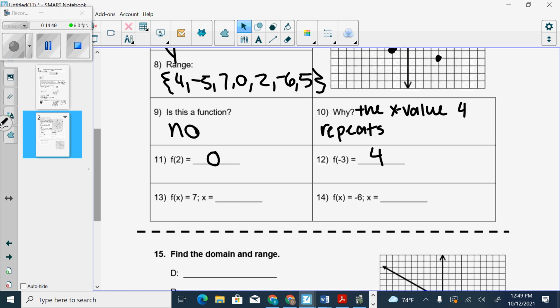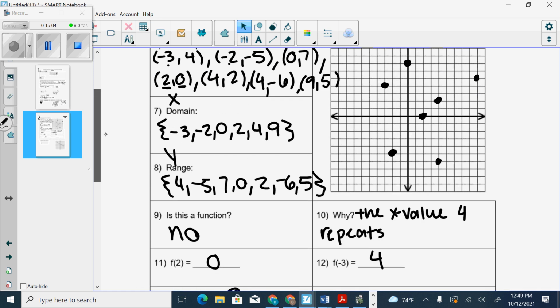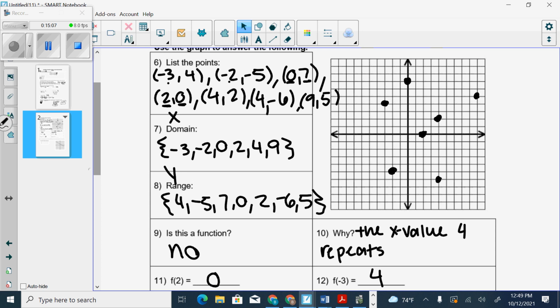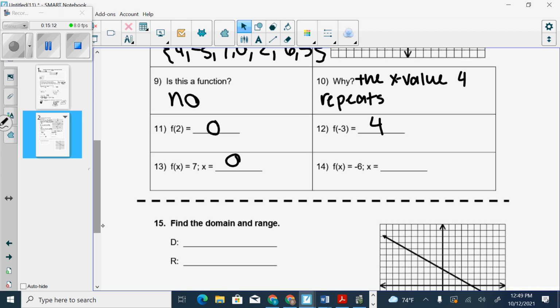This one is asking the opposite, right? They said you got 7, so what should your x have been? What x value gave us a y value of 7? 0, right? If I go look up here, when x was 0, y was 7. Okay, and then when y was negative 6, what was x? 4. Remember, if it's written like this, they're asking you for y. So this means what's y.